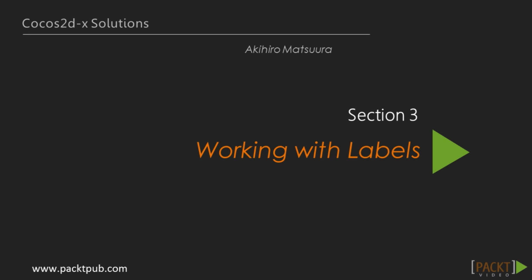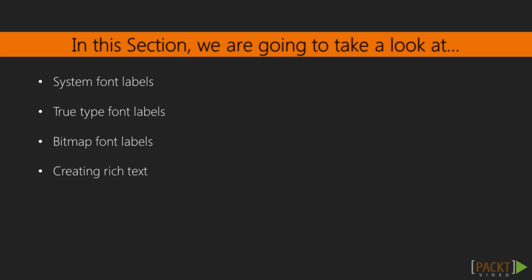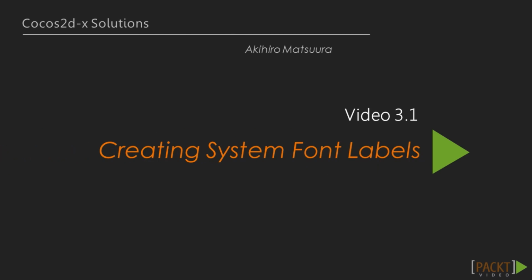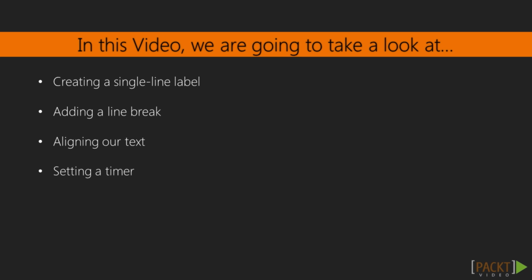Welcome to Section 3, Working with Labels. We worked with sprites in the previous section. In this section, we're going to create labels. To display labels on the screen, we can use the Label class with system fonts, true type fonts, and bitmap fonts. In this section, we'll cover all this and then learn to create rich text. The first topic that we are going to cover is creating system font labels. Specifically, we'll be looking at creating a single line label, adding a line break, then aligning our text, and then finally, setting a timer.